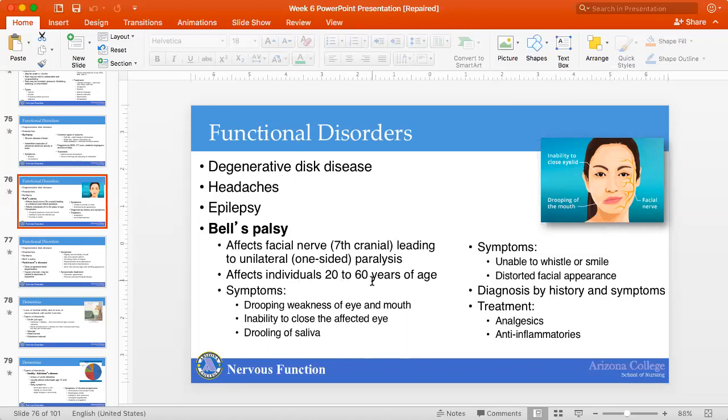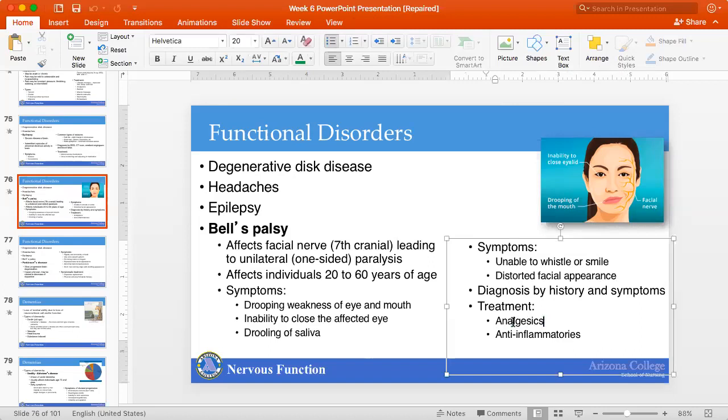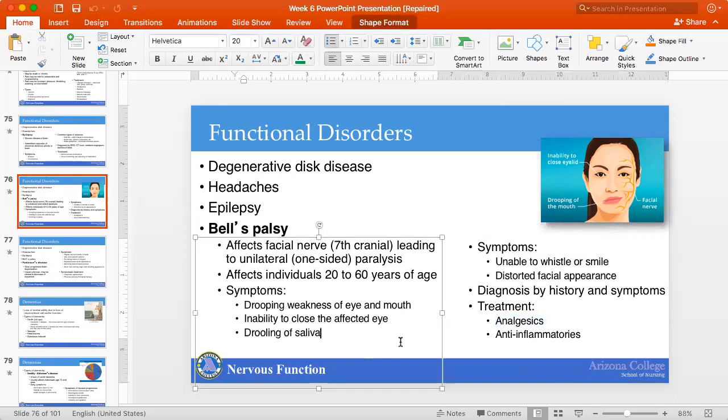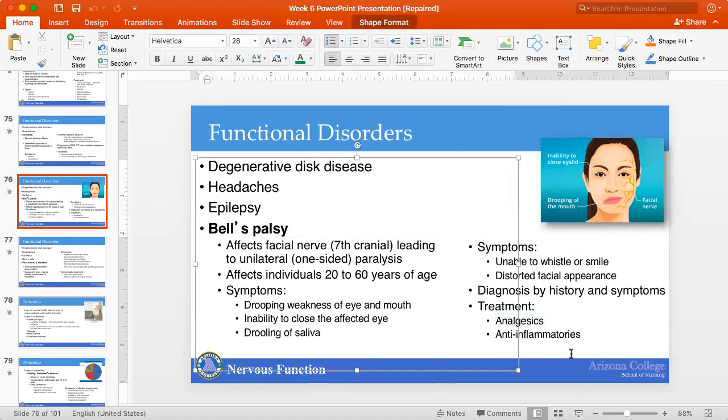Usually affects individuals 20 to 60 years of age. Symptoms: drooping or weakness of the eye and mouth, inability to close the affected eye, drooling of saliva, unable to whistle or smile, at least on that side, distorted facial appearance. Diagnosis is by history and symptoms. Treatments would just be analgesics because there's pain associated with this, and then anti-inflammatories.